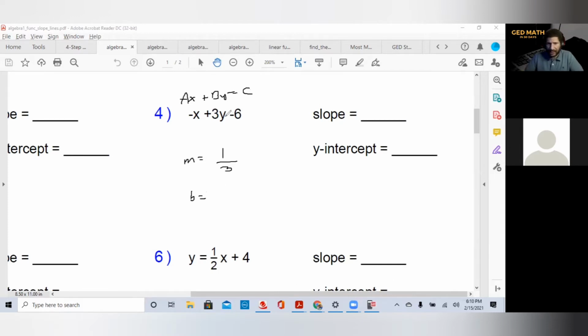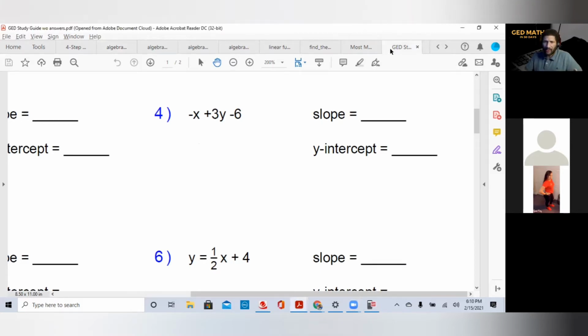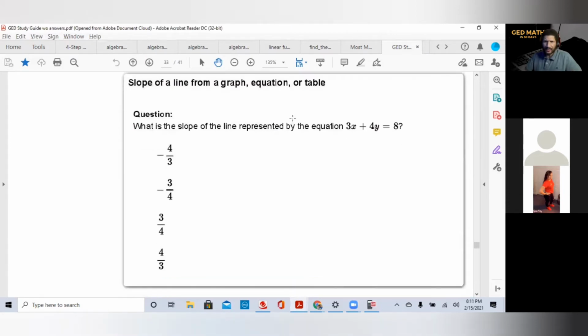Now, if you notice, they forgot the equal sign here. There's supposed to be an equal sign here. So minus 6 over 3, and my y-intercept is negative 2. Look how easy it has become to find the slope from an equation. The reason I wanted to go over this is because so many people get this problem incorrect on your GED exam. So let's look at one from the GED study guide.